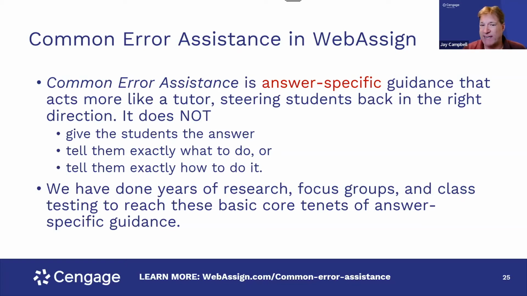So that's kind of what it is, and some important things about what it's not or what it doesn't do. It doesn't give the students the answer. It doesn't tell them exactly what to do, and it doesn't tell them exactly how to do it. And he gave the term productive struggle earlier. And so that's kind of what this guidance is supposed to do. Let them know about where they need to be looking, but they're the ones that do have to eventually get the correct answer and do the work.